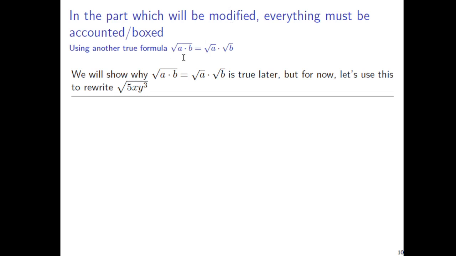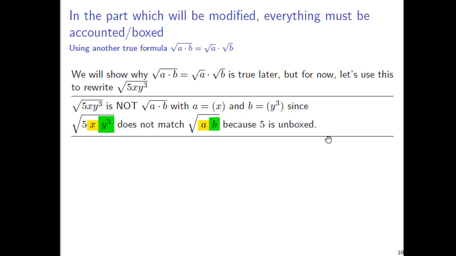So here's another true formula. Root a times b equals root a times root b. We haven't learned why this is true yet. We will learn it later. But for now, let's use this to rewrite root 5 times x times y cubed. Now, let's see how this will not work. So you cannot rewrite this as root a times b using a is just x and b is just y cubed, because what happens is if a is x, and I've highlighted plugging in x for a in yellow and then plugging in y cubed for b in green, the problem is the 5 is missing.